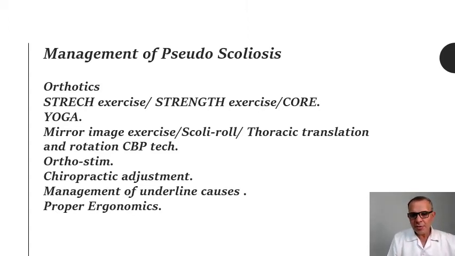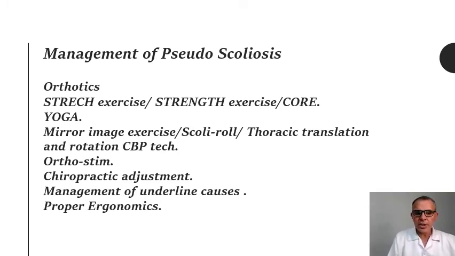But for now, for the pseudo scoliosis, we use orthotics for leg length discrepancy. We use orthotics, a foot leveler. On the antalgic or postural scoliosis, we can use stretch exercise on one side, strengthening exercise on the other side, and increase the core exercise for stabilization. We can use yoga for scoliosis, mirror image exercise, scolioroll, by both active exercise and passive exercise or traction.